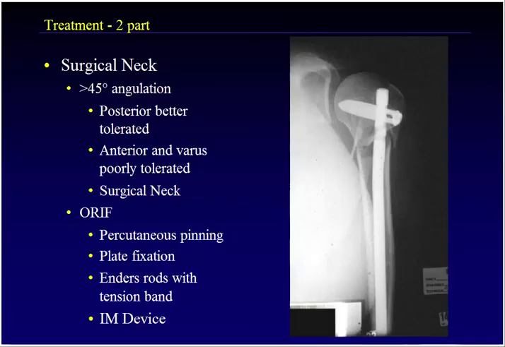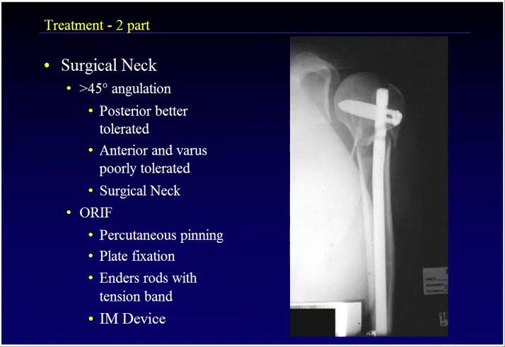Surgical neck fractures are the most common fractures by far. Again, the 2-part surgical neck fracture is the most common proximal humerus fracture that we see. If you have greater than 45 degrees of angulation, then you can consider operative treatment rather than closed treatment. Posterior angulation is better tolerated than anterior angulation. If you have anterior and particularly varus angulation of the fracture, that's generally poorly tolerated and may be an indication for surgery. Surgical treatment can consist of percutaneous pinning.